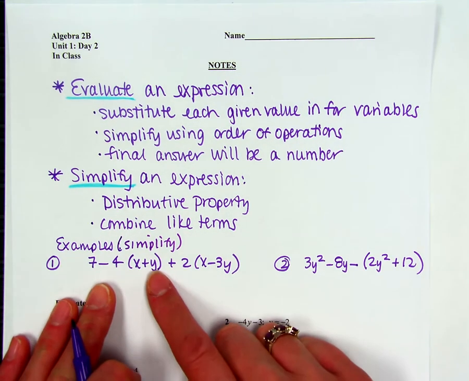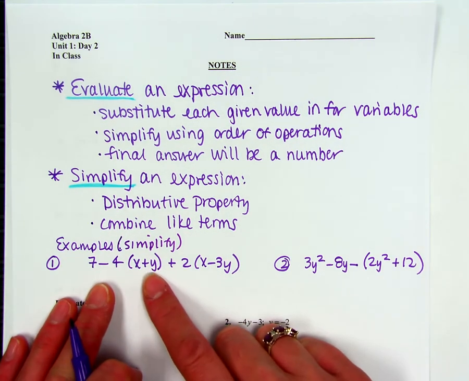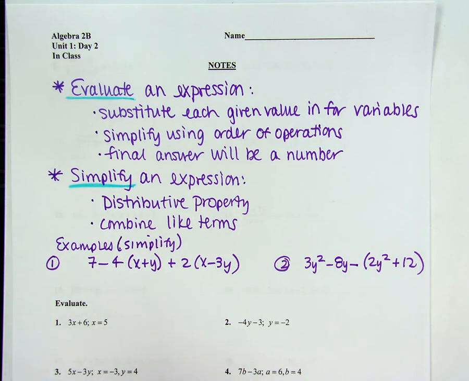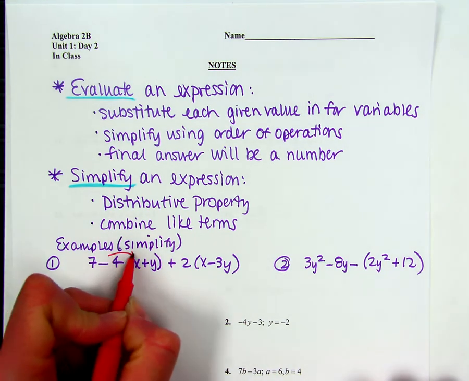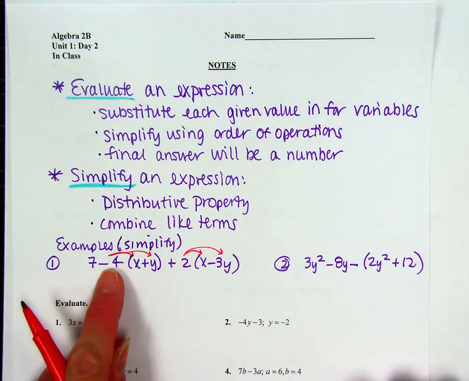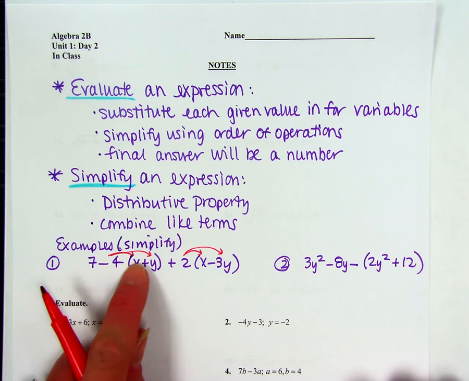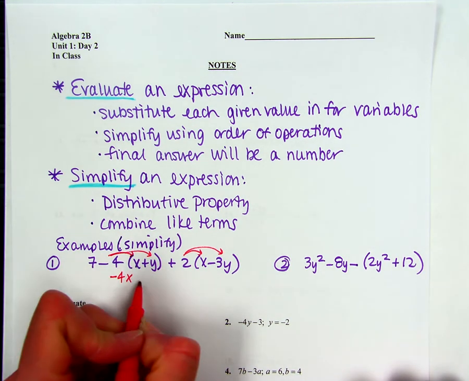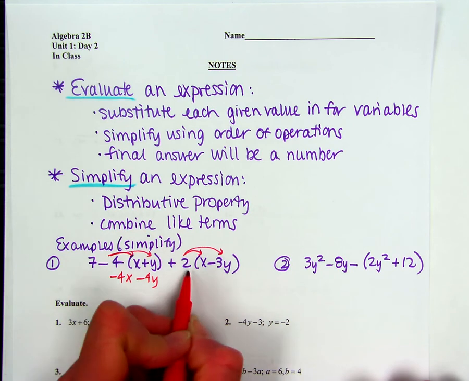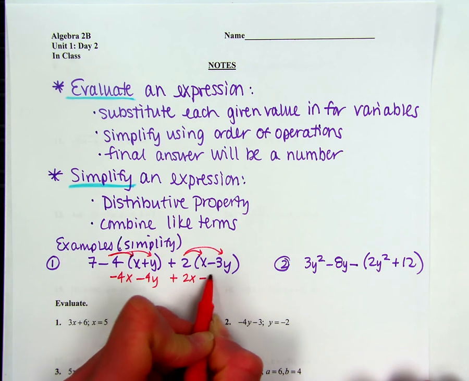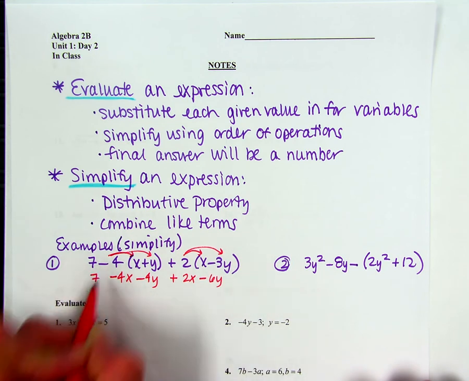Okay, so we're going to first look for any distributive property. So in this problem, I notice that I'm going to be distributing a -4 and a 2. Make sure you don't do 7 minus 4 first. So I'm going to distribute -4 times x is -4x, -4 times y is -4y. 2 times x is 2x, I'm going to say plus 2x, and 2 times -3y is -6y. And then I'm just going to bring down the 7.